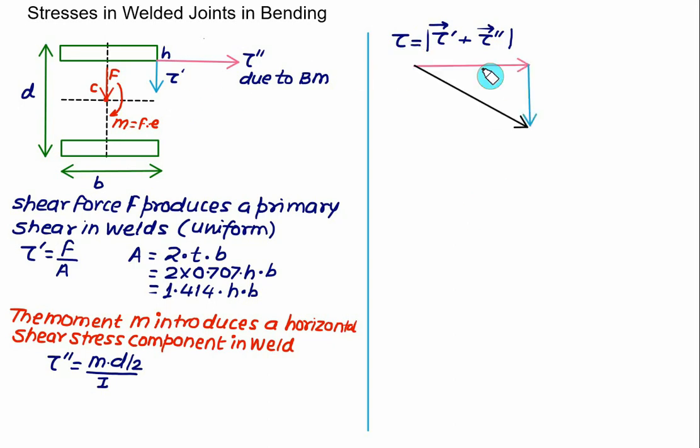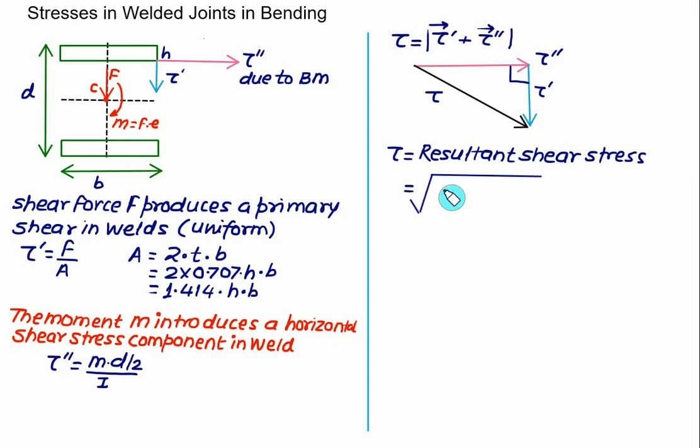The horizontal value represents the secondary shear stress due to bending. The vertical value represents the primary shear stress due to force F. So this one is the value equal to tau. These two are perpendicular to each other, so we can very well apply the Pythagoras theorem and find the resultant value of the shear stress tau. That is the square root of tau prime square plus tau double prime square.